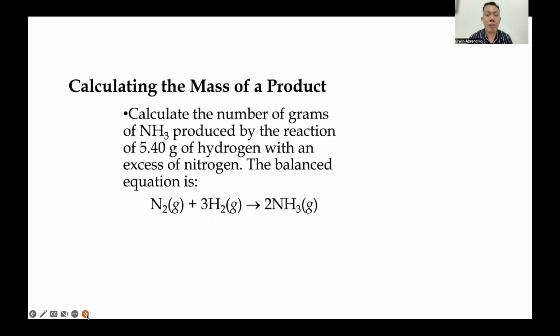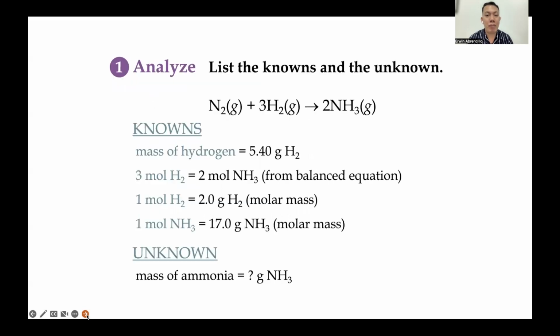Calculate the number of grams of ammonia produced by the reaction of 5.40 grams of hydrogen with an excess of nitrogen. The balanced equation is N2 plus 3H2 produce 2NH3. We have the same chemical equation from the first computation. Same steps: analyze the known and the unknown. Since we're talking about mass, you have to write the mass. The mass of hydrogen from the given is 5.40 gram H2.